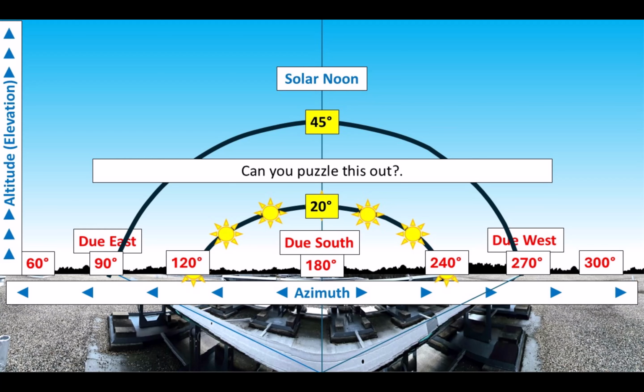Can you puzzle this out? This is a rough profile for the first day of blank at 45 degrees north latitude. It's a rough profile for the first day of winter at 45 degrees north latitude.